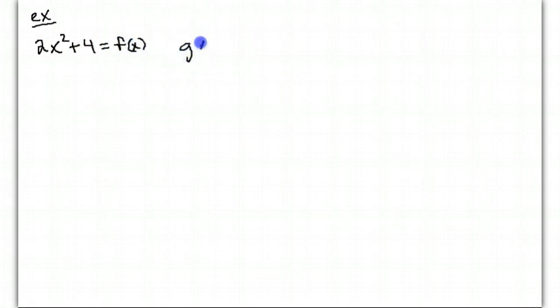Okay, that was level 2. So now let's look at level 3. If we have squares in both of them. So let's say we have a 2x squared plus 4. And that's f of x. And g of x, we have a 3x squared minus 8.